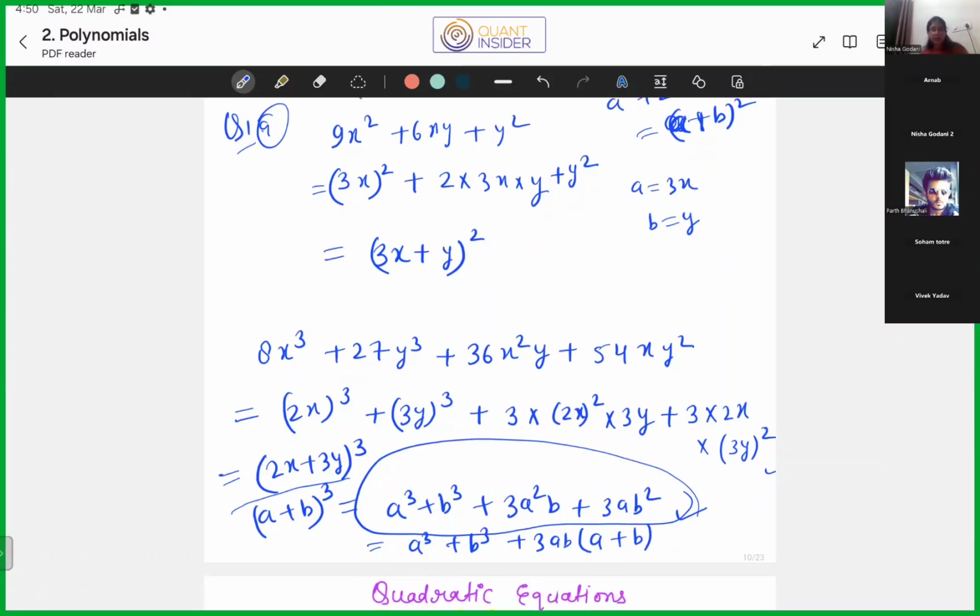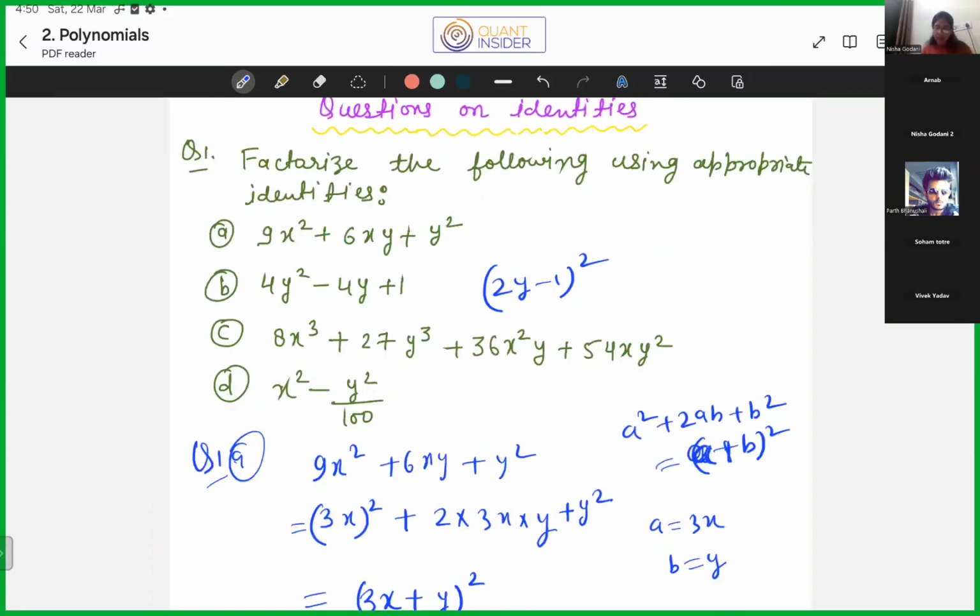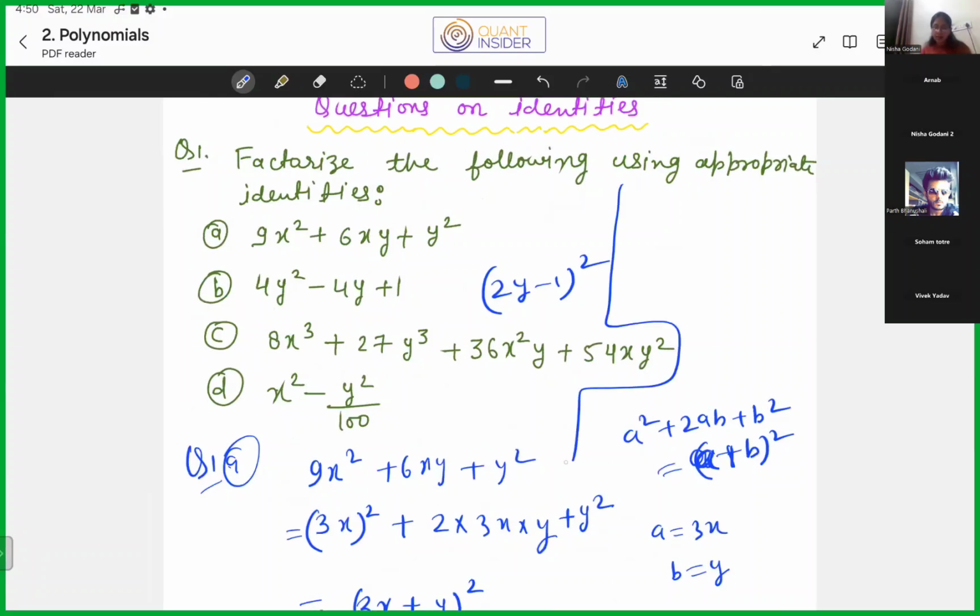So in this way you can use the identities. One question is also left. D part is left. It is x square minus y square upon 100. So it can be written as x square minus y upon 10 whole square.